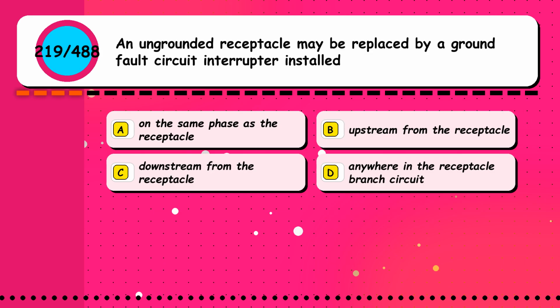Question 219. An ungrounded receptacle may be replaced by a ground fault circuit interrupter installed. Option A, on the same phase as the receptacle. Option B, upstream from the receptacle. Option C, downstream from the receptacle. Option D, anywhere in the receptacle branch circuit.